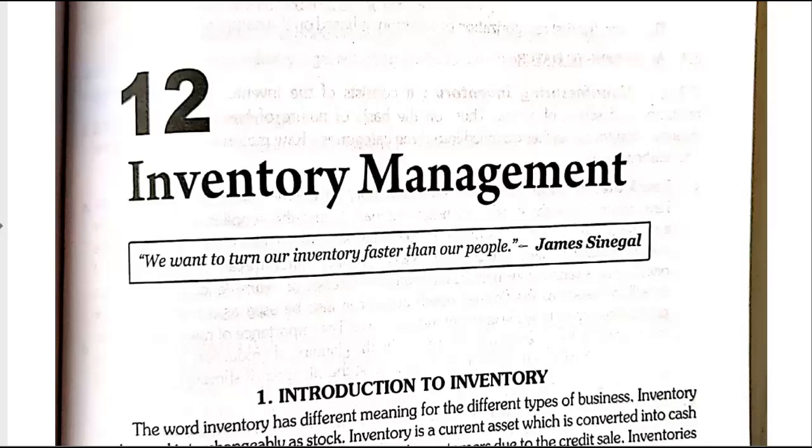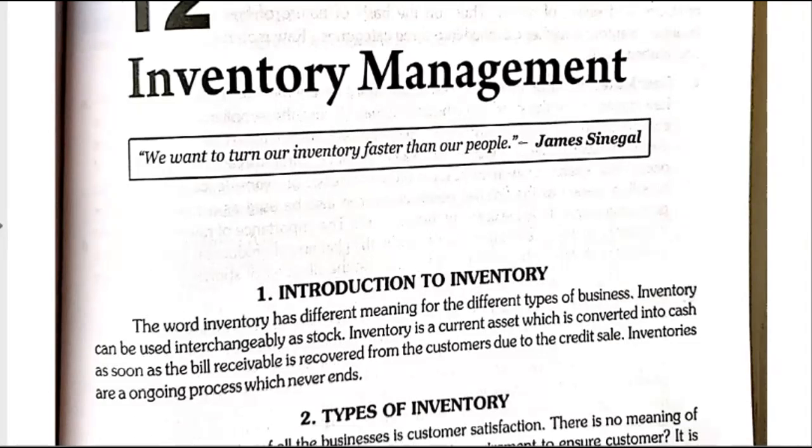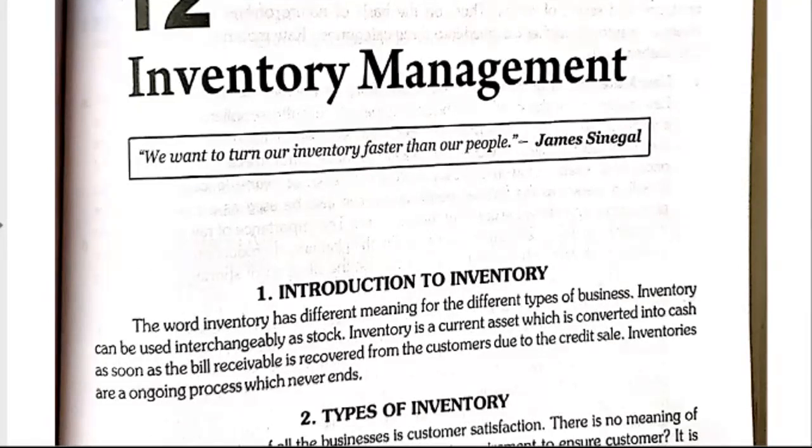Hello students, I'm going to discuss one of the important topics of Unit 4, which is inventory management. Before starting with the topic, you all should know the meaning of inventory. What is inventory? Inventory refers to the stock, or you can say it is a current asset which gets converted into cash. In case of credit sales, inventory gets converted into cash as the bill receivable is received from the customer.